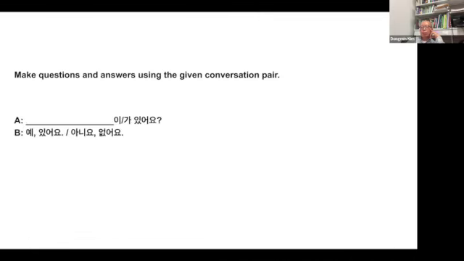What about in Korean? In Korean, bicycle is 자전거, right? And then you have to decide what particle you take, 이 or 가. 자전거, 거 ends with a vowel, so you choose 가. 자전거가 있어요? If you have, 예, 있어요. If you don't, 아니요, 없어요.